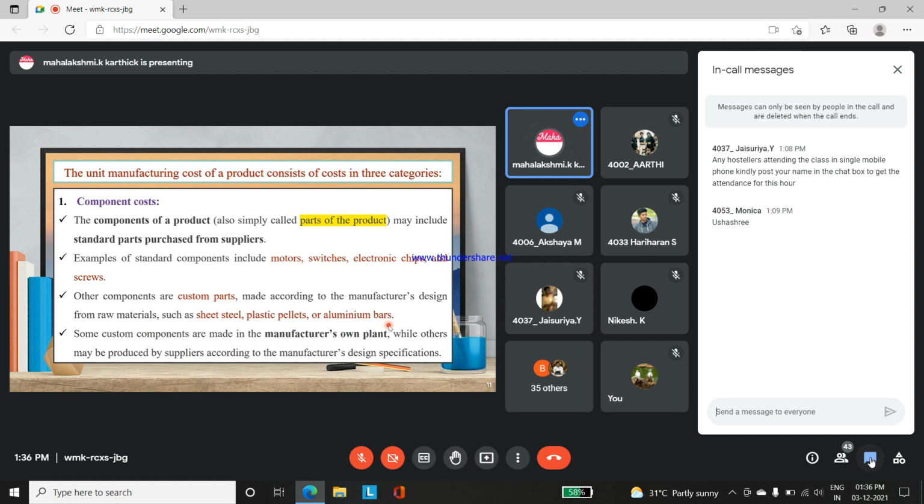That alone they will focus on. Customer satisfaction parts are there. Okay. So whatever type of component you choose, that cost is needed to find out the unit manufacturing cost. Some custom components are made in the manufacturer's own plant. Some extra-large scale industries, they themselves will create these custom components. Okay. Apple has its own components. So others may depend on some suppliers according to the manufacturing design specifications.